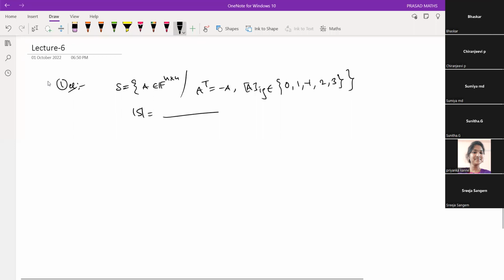5 power n into n minus 1. Yeah, 5 power n into n minus 1 by 2. Is it the right answer? Yes, sir. But there is some trick actually.